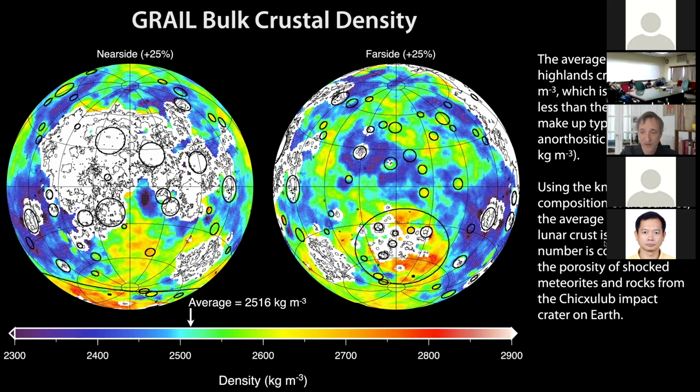Now, 13%, to me, seemed like a lot, but it turns out that 13% is actually very comparable to what you would expect when you look at shocked meteorites. And also when you look at the rocks from impact craters on the Earth, such as the Chicxulub impact crater in the Yucatan Peninsula in Mexico.